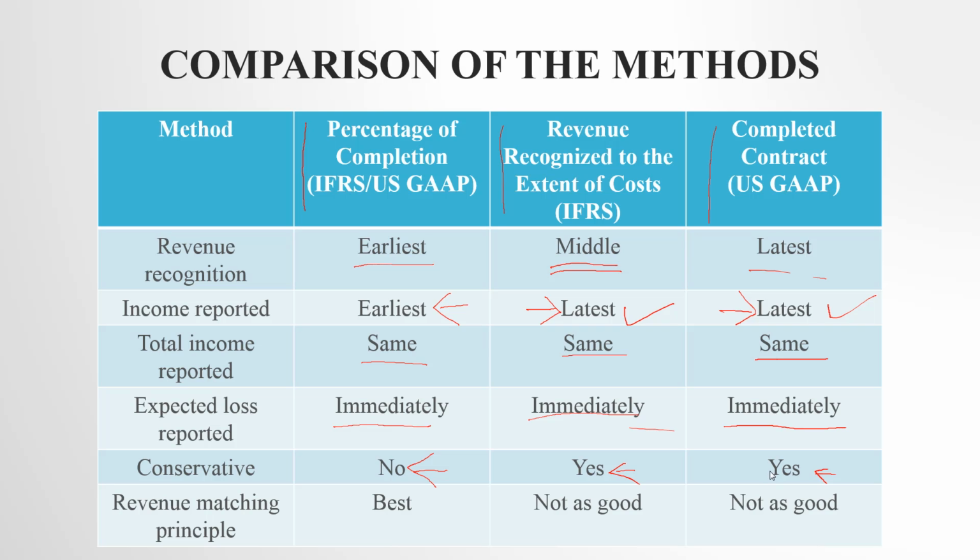And finally, in terms of the revenue matching principle, the percentage of completion method is considered the best because it reports income in the period when the work is being completed. These two methods don't do a very good job of respecting the revenue matching principle because they don't report any income in the period when the work is being completed.